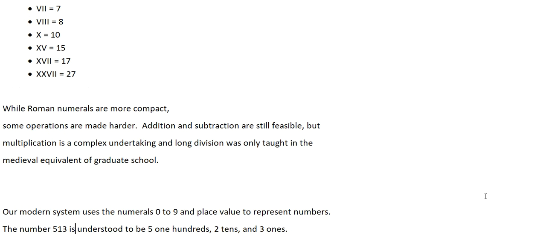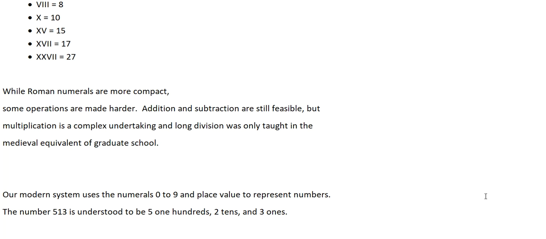While Roman numerals are more compact, some operations are made harder. Addition and subtraction are still feasible. Like I said, addition and subtraction are still kind of built into the system. With multiplication, it's a complex undertaking, and long division, let's just say that you could be a very learned person in the medieval world and not know how to do long division.